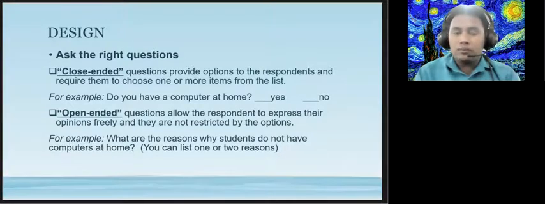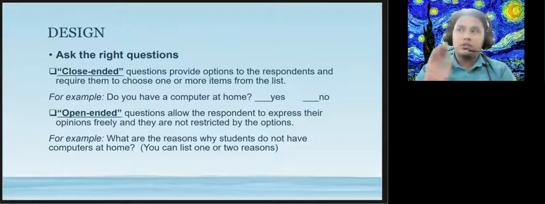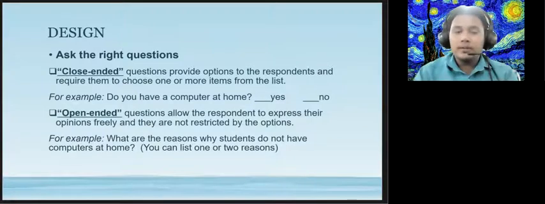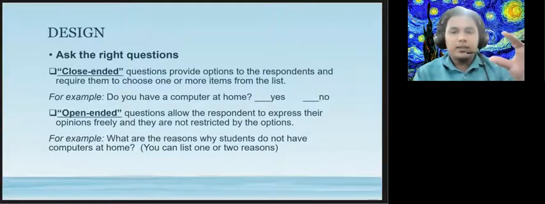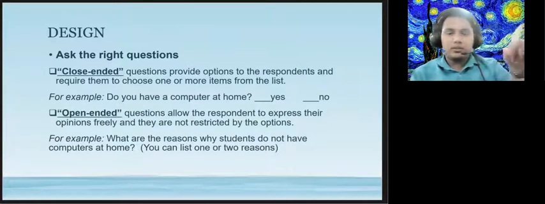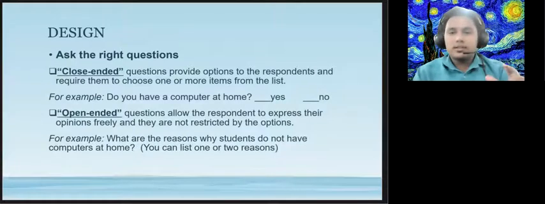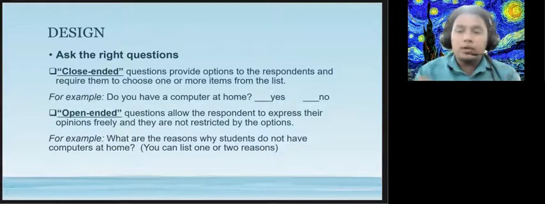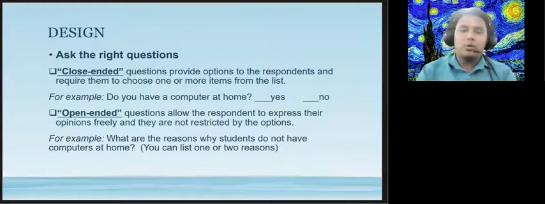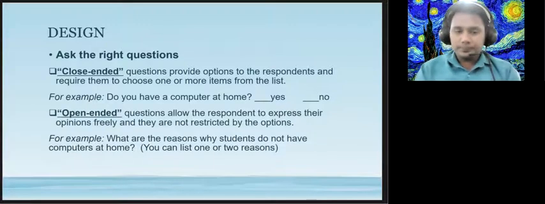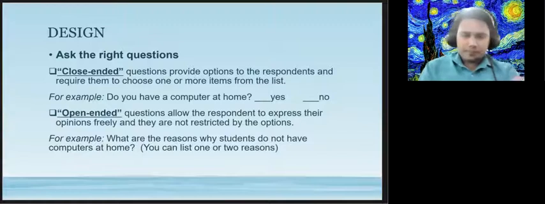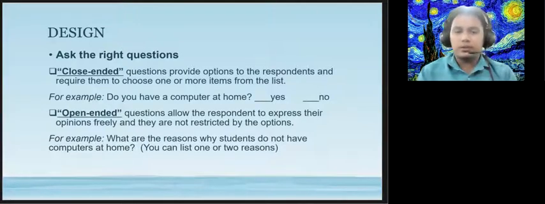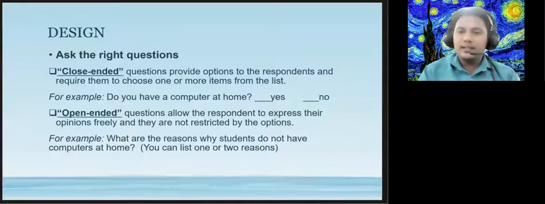So pwede ka pa rin maglagay ng options, but you are not going to limit that options to that certain two options only. Okay? So, pwede ka maglagay ng one example, one option. Dapat may box yun. Sunod, second option. Then, sa third one, pwede ka na maglagay ng others. Para kung wala doon yung sagot nila sa two or three options na pinrovide mo, pwede nilang ilagay yung others. Okay? Yung totoong reason kung bakit wala silang computer at home, doon tayo maglalagay ng others. Okay, but not to the specific questions, just like closed-ended questions.